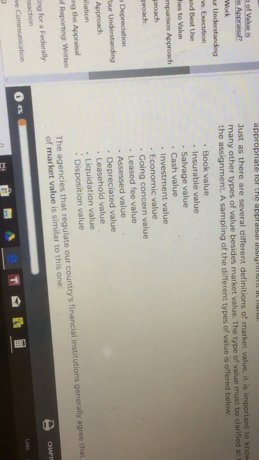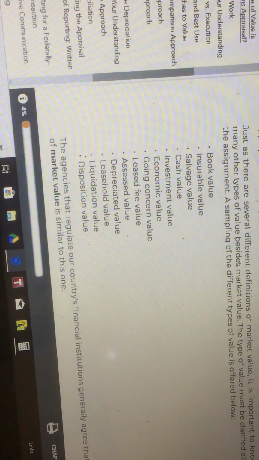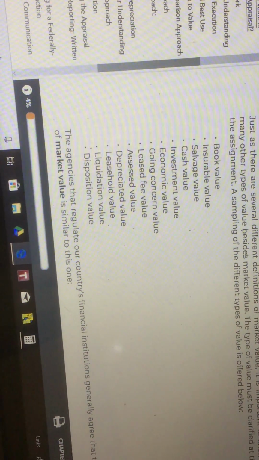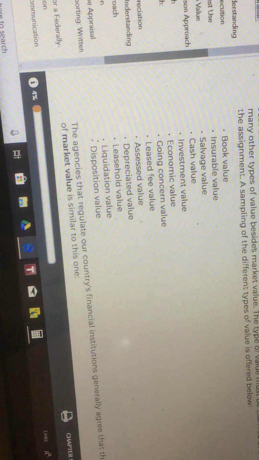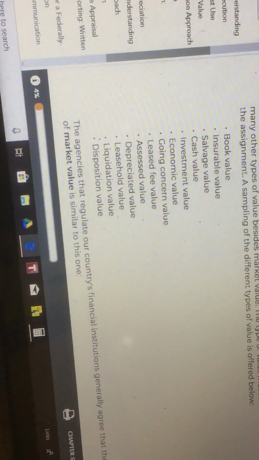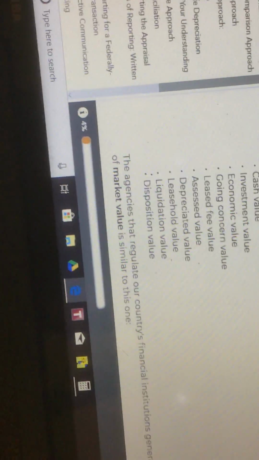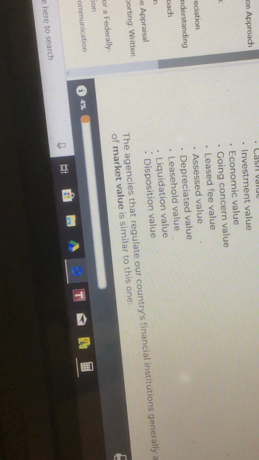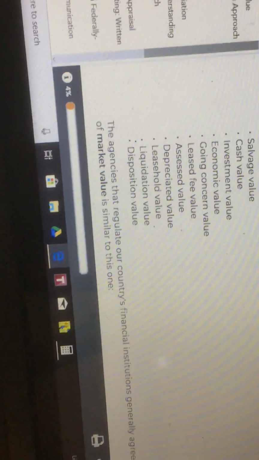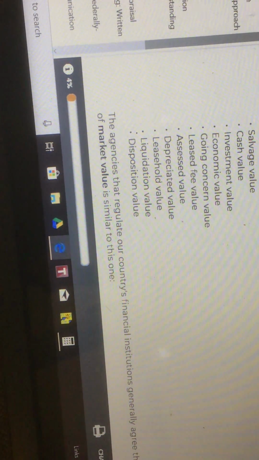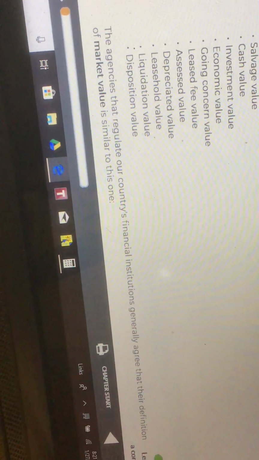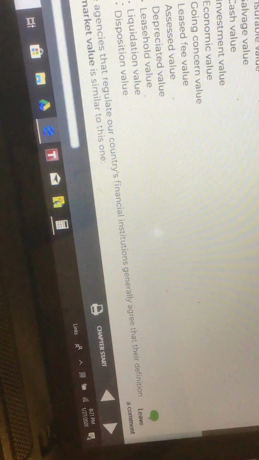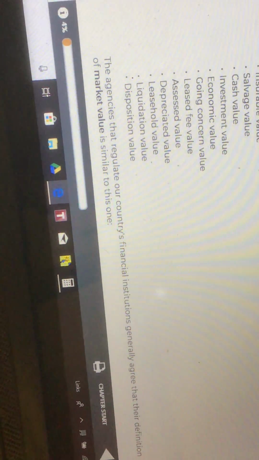leased fee value, assessed value, depreciated value, leasehold value, liquidation value, disposition value. The agencies that regulate our country's financial institutions generally agree that their definition of market value is similar to this one.